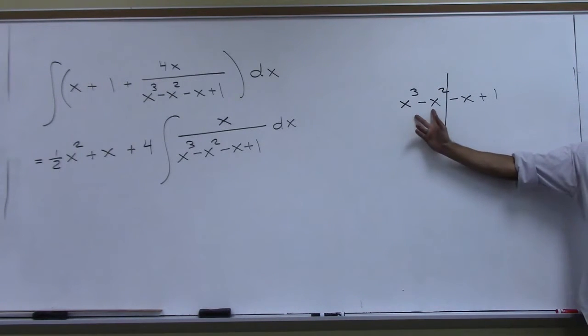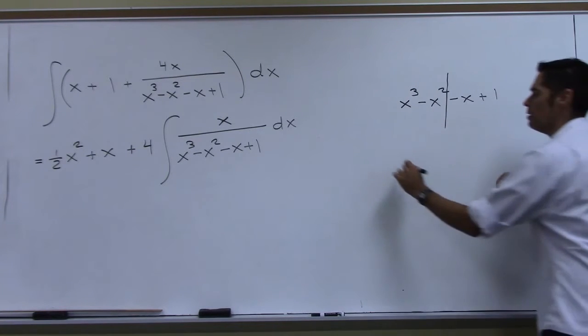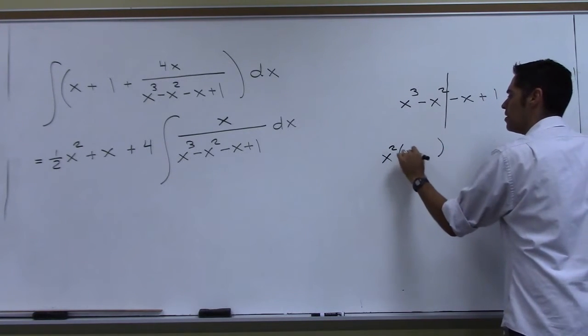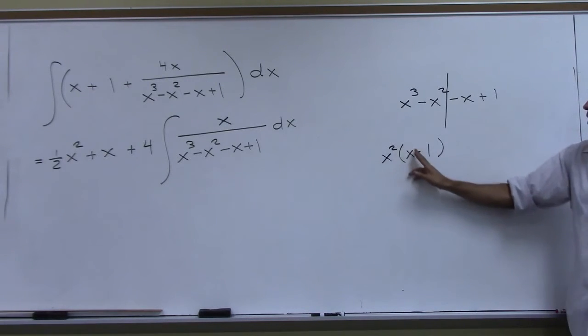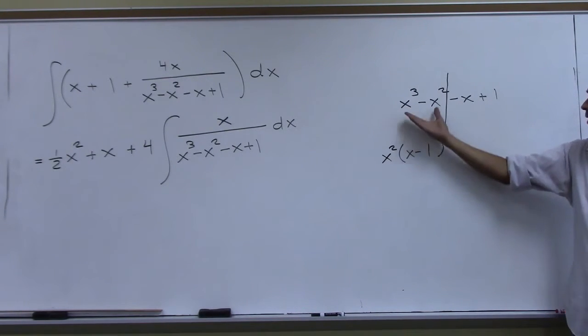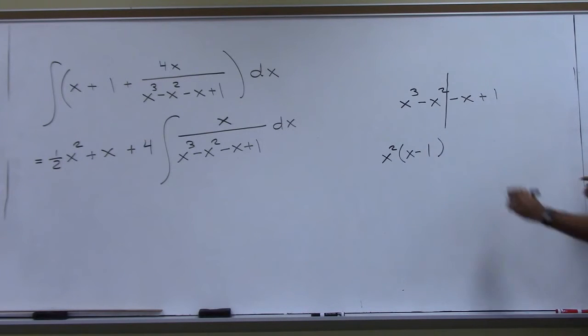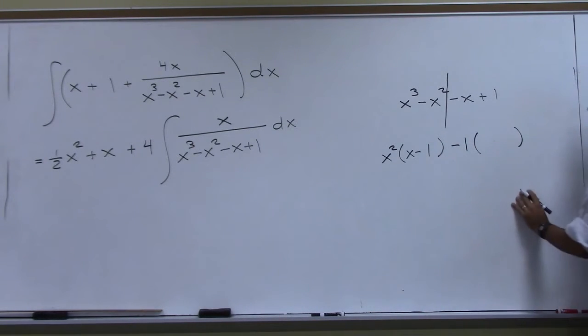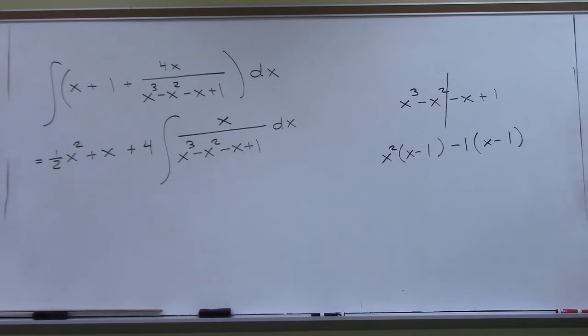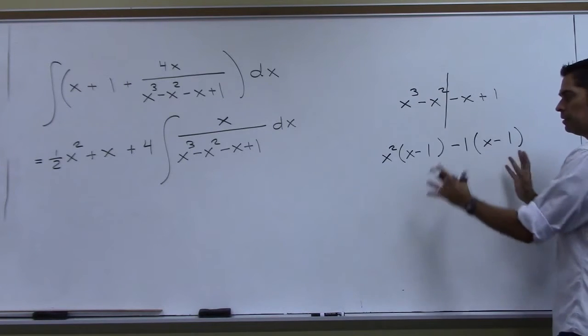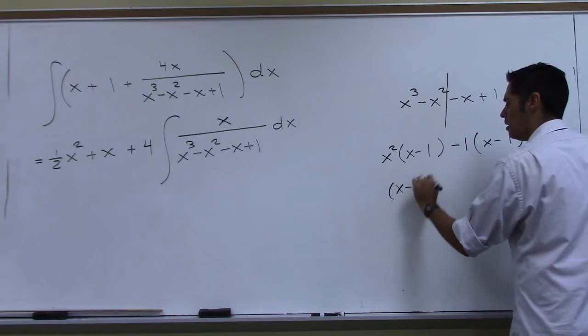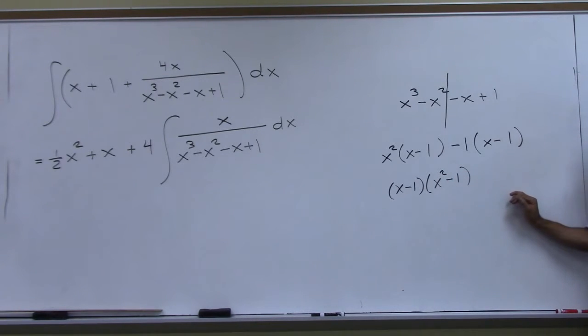We look at the first 2 terms, and what can we factor out of them? x squared. And then what we have left is x minus 1. If we distribute x squared through, we get back those two terms. Now over here, we need to factor something out so that we get the same thing in parentheses. So we factor a negative 1 out. That gives us x minus 1 here. When we rewrite this, it's x minus 1 times x squared minus 1, isn't it? They both have an x minus 1 on them, right?